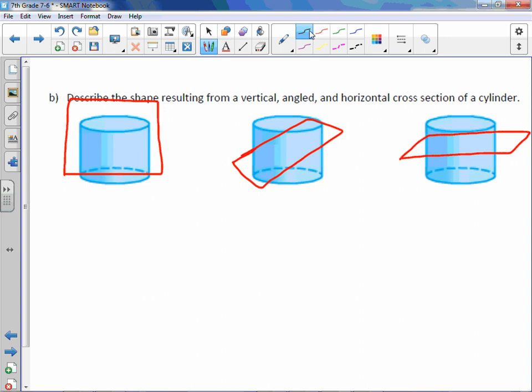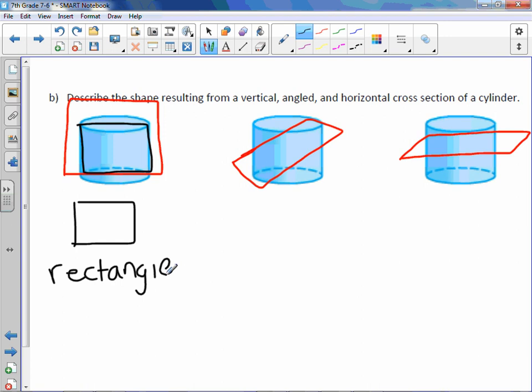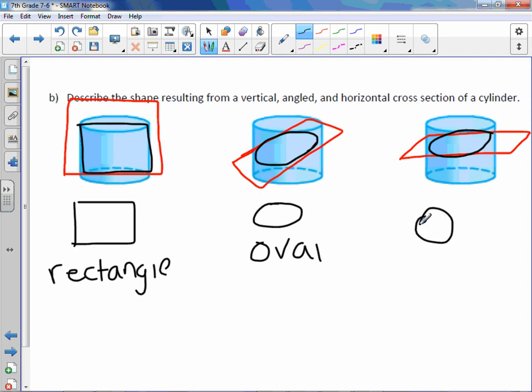Okay. So this cross section would look like a rectangle. This cross section would look like an oval. And the horizontal, which is parallel to the base, would be a circle.